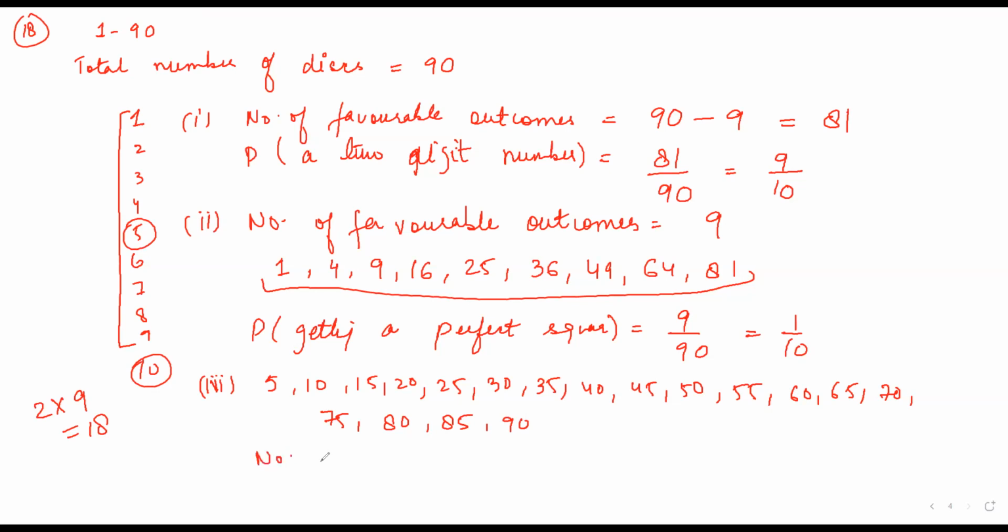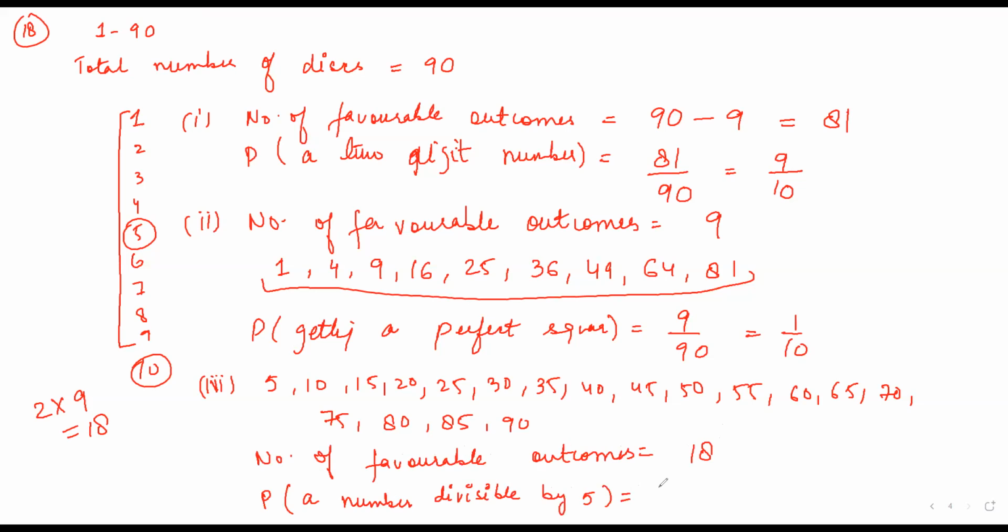So number of favorable outcomes are 18. So probability of what do we write? A number divisible by 5 is 18 by 90. Total possible outcomes are 90. Again, you can divide by 9. 9 into 2, 9 into 10, so 1 by 5. Yes.